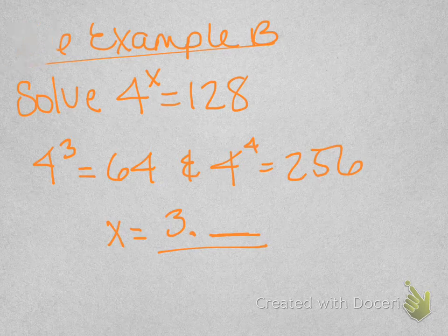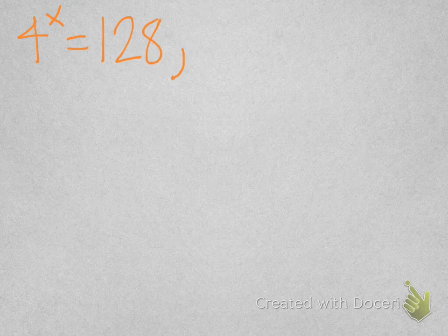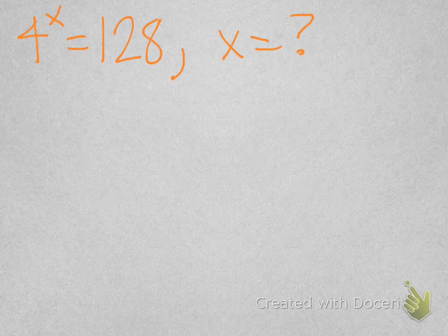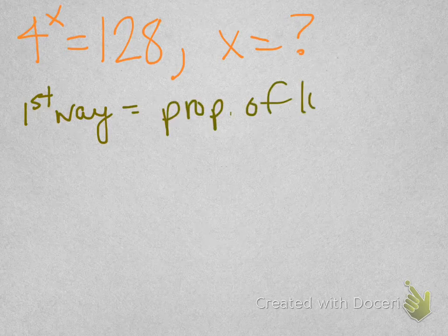Let me go back and erase this stuff here. So again, the problem that we're solving is exactly the same. It's 4 to the x power equals 128, and we are trying to figure out what x equals. So the first way we can solve this is using our property of logs.